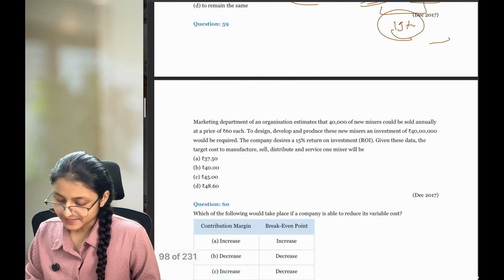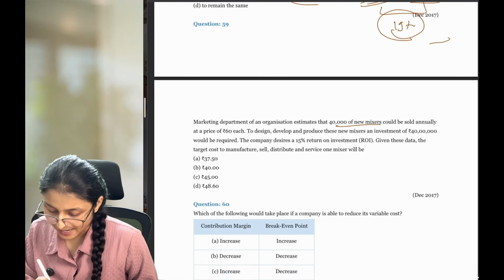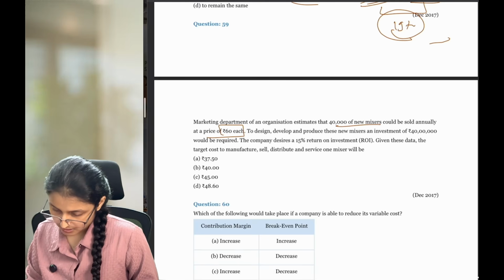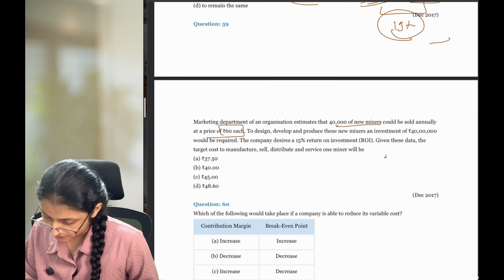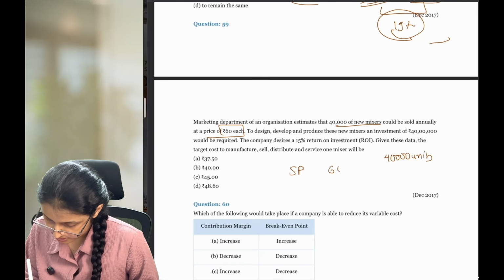Next, the marketing department of an organization estimates that 40,000 new mixers can be sold annually at a price of 60 per unit. This is a target costing question which we have already seen a lot of times. Let's complete it as fast as possible.